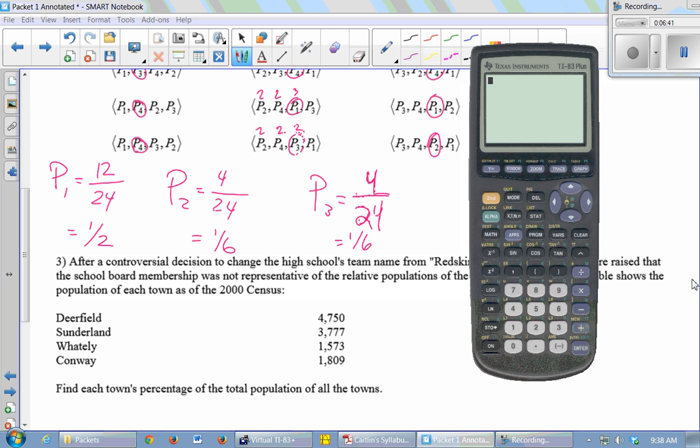Divided by the total. So that's how you get the percentage of the populations. But what about these guys? This is like 12 over 24. How do I change that to a percent? How do you get that?